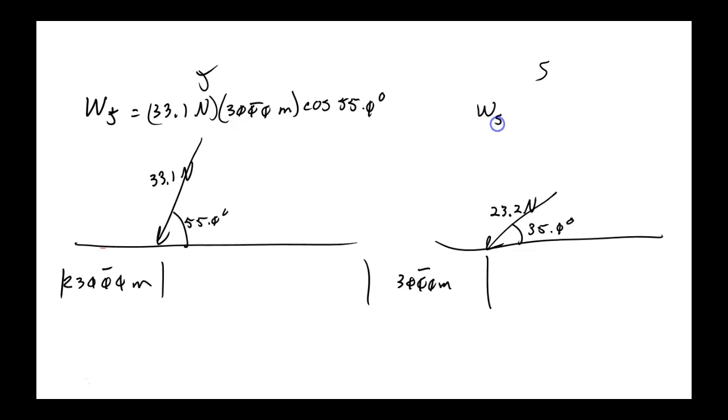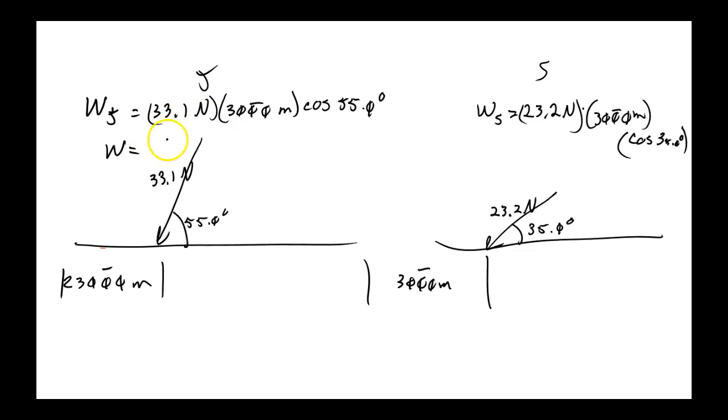What's the work done by Sonia? 23.2 newtons times the same 3,000 meters times the cosine of 35.0 degrees. That's ugly writing, but hopefully you can follow. Okay? When you get one's work, tell me what it is.